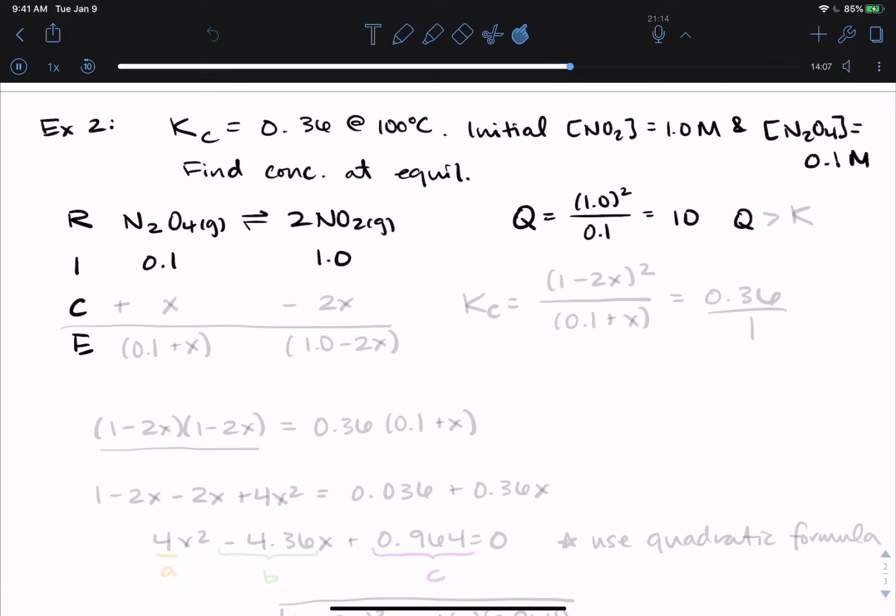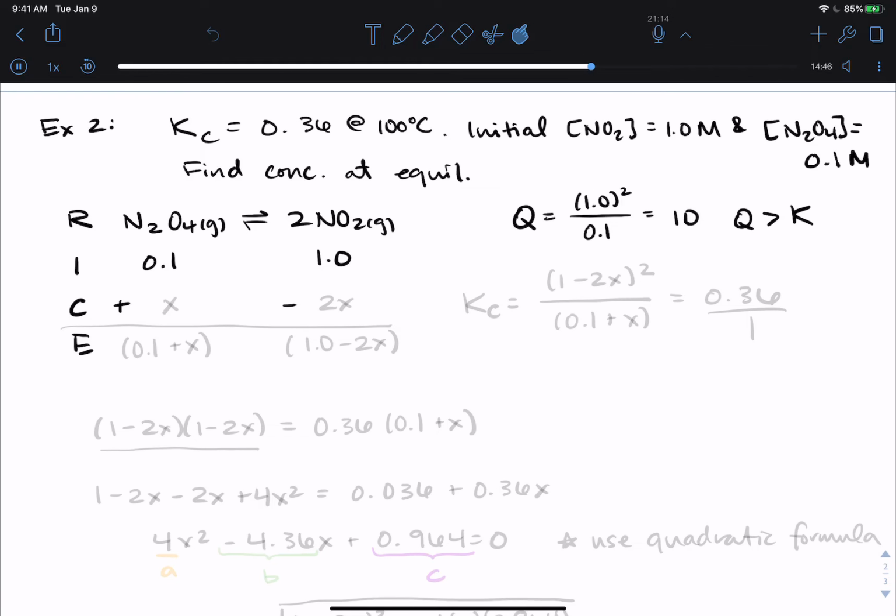So Q is definitely greater than K, and that little greater than sign is kind of marching to the left. So my reaction needs to move to the left. So my balance of product over reactant is product heavy, and according to my equilibrium constant, which is less than 1, it should be reactant heavy. So if my reaction is moving to the left, I'm going to make reactant and lose product.